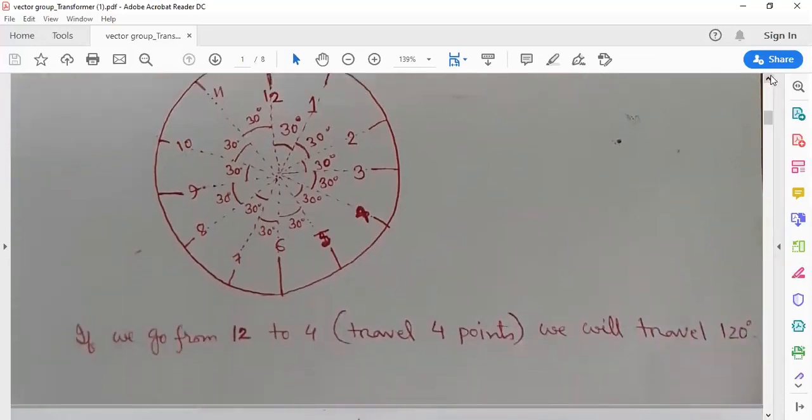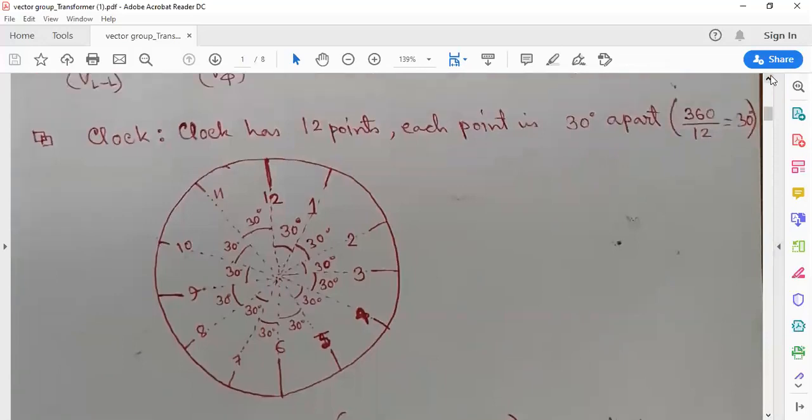And if we want to travel 120 degrees from 12, we have to go 4 hours, like 1, 2, 3, 4. Total 30 plus 30, 60. 60 plus 30, 90. 90 plus 30, 120 degrees. So if we travel from 12 to 4, we travel 120 degrees. If we travel from 5 to 9, we also travel 120 degrees.